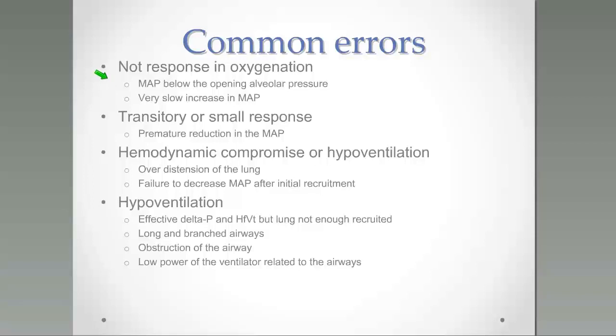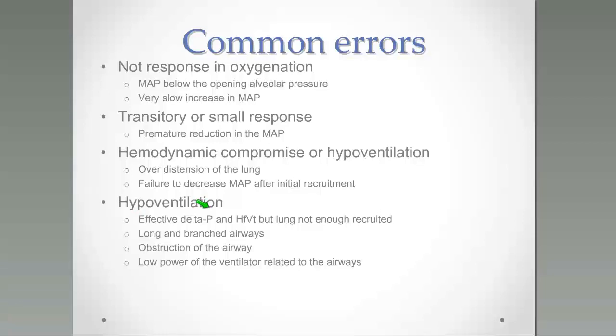Sometimes we have hemodynamic compromise or hypoventilation, and if we have these together, think about the possibility of overdistension of the lung. And sometimes we do not ventilate the baby even if we are using a normal tidal volume for high frequency ventilation. And many times the problem is that the tidal volume is good, but the lung is not sufficiently recruited.